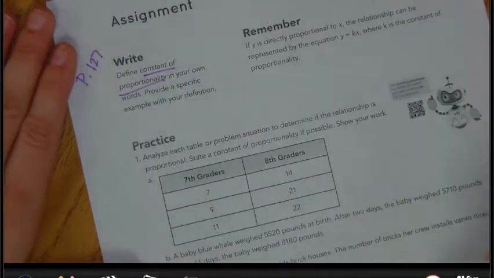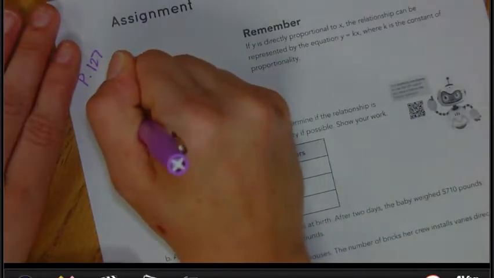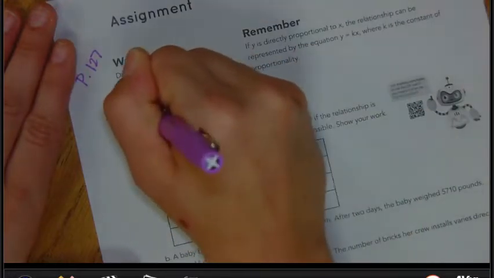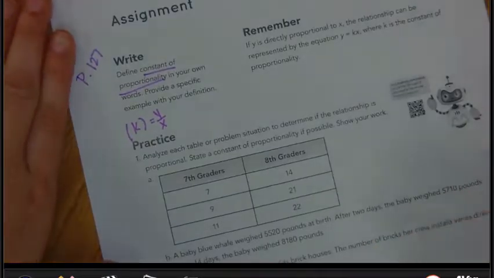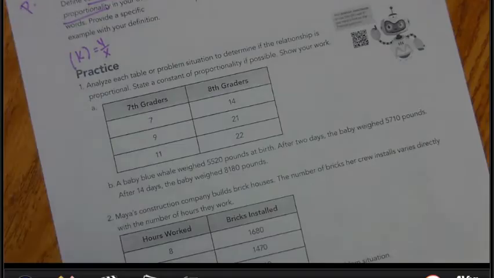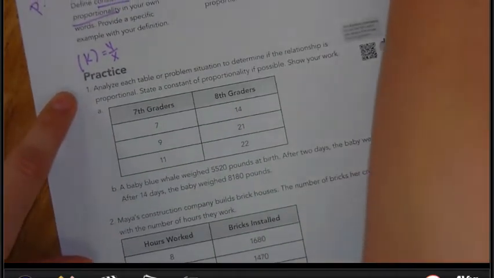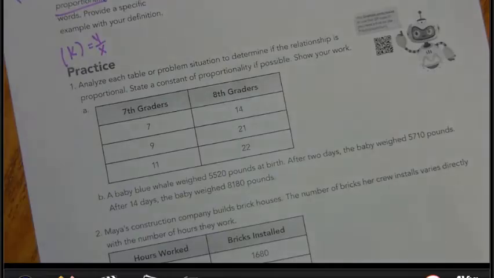Well, to me, the constant of proportionality is also the constant rate of change. It is my k variable. Okay, this is when I have y over x. This is my unit rate, in other words. All right. Let's look down at the practice. So analyze each table or problem situation to determine if the relationship is proportional and state a constant of proportionality if possible.